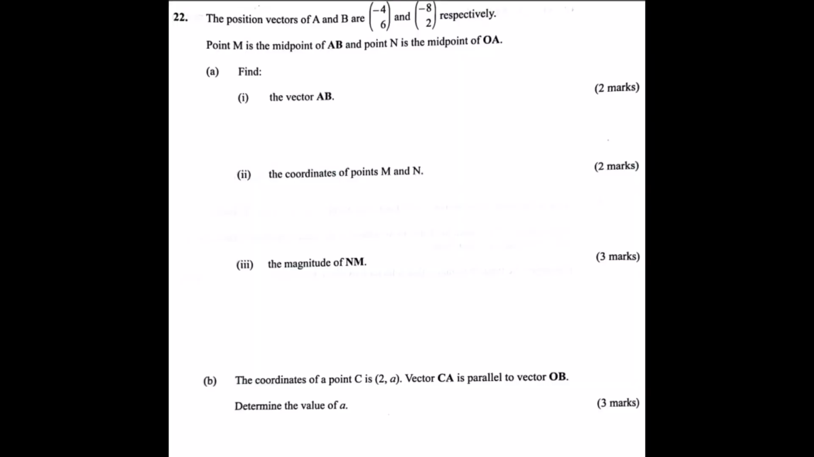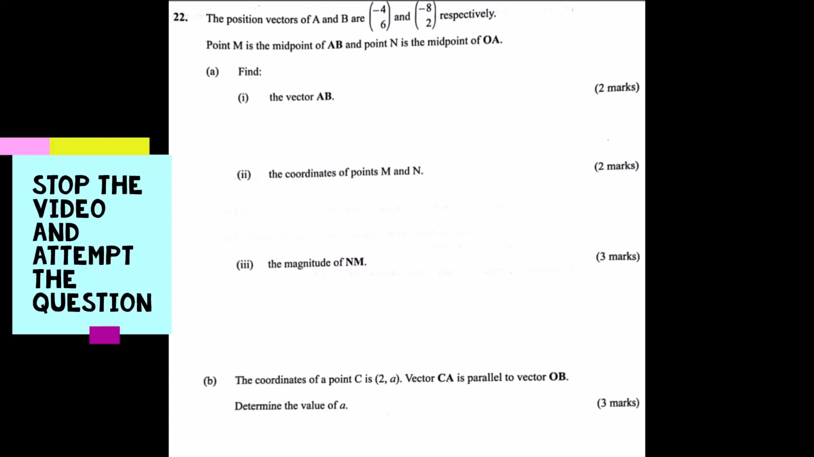Question number 22, these are questions on vectors. You're given position vectors A and B. Then some points M and N, as you can read there in the question. Part A, you're supposed to find the vector AB. Then Roman 2 of part A, you find the coordinates of the points M and N. Roman 3 of part A, the magnitude of the vector MN. With part B, you have the coordinates of a point C to A. A is not known. So the question is just to determine the value of that A.